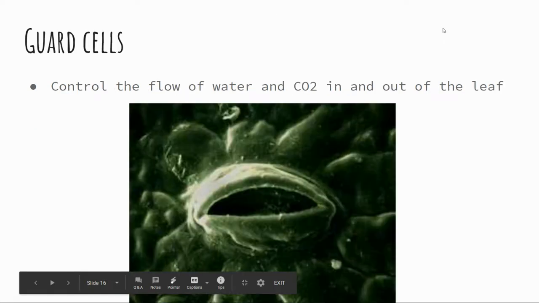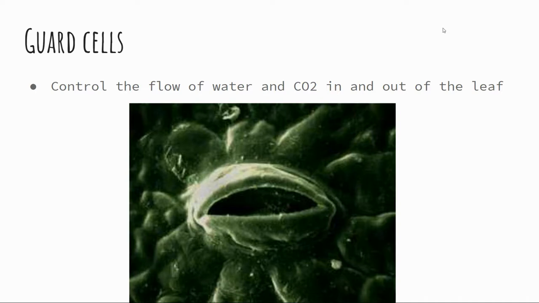Guard cells, typically found on the bottom of leaves, control the flow of water and carbon dioxide in and out of the leaf. They open and close based off what is needed by the leaf or the plant.